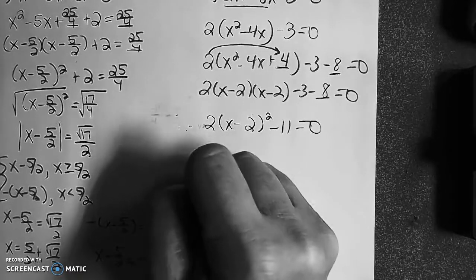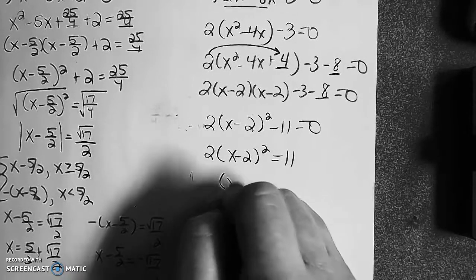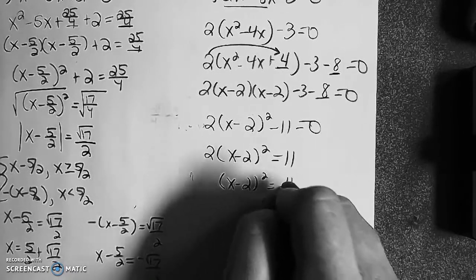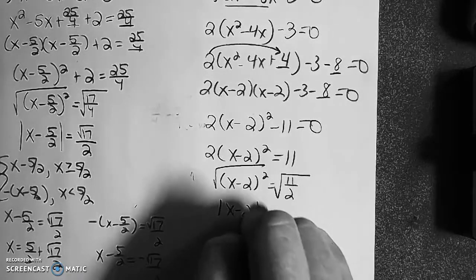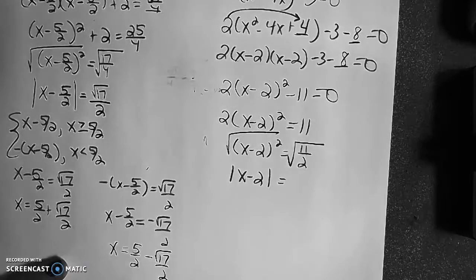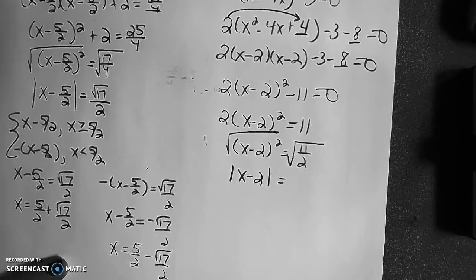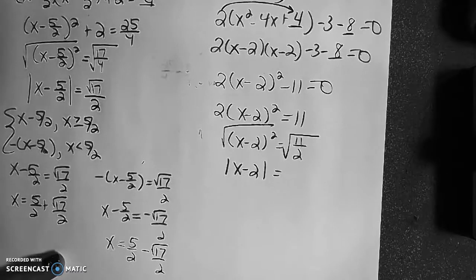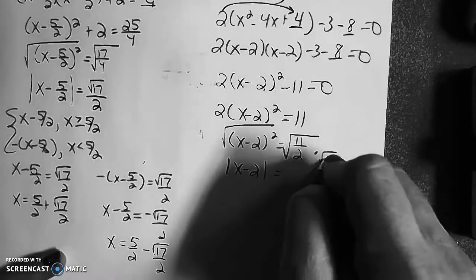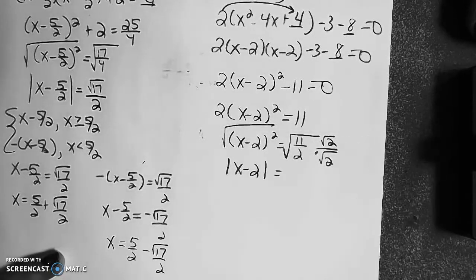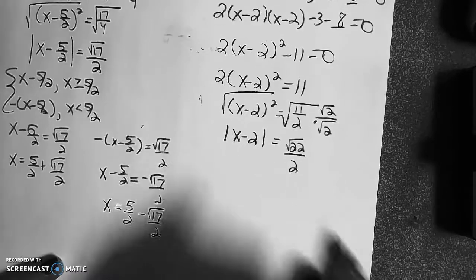From here, let's solve. So I'm going to add 11, divide by 2, take a square root, so I get absolute value of x minus 2 equals root 11 over root 2. Root 11 doesn't simplify, root 2 does not simplify, but we learned early on in the semester we do not like radicals in our denominators, and so I'm going to choose to rationalize that and multiply by root 2 over root 2. So I get root 22 over 2.